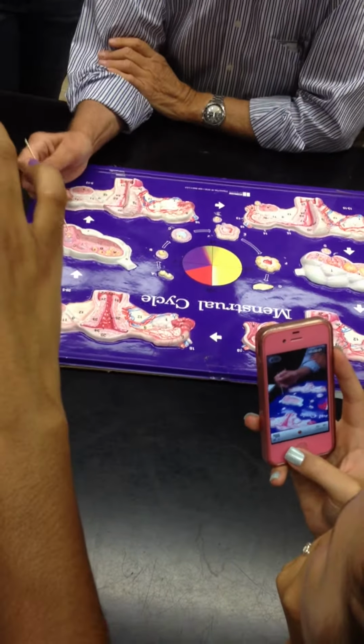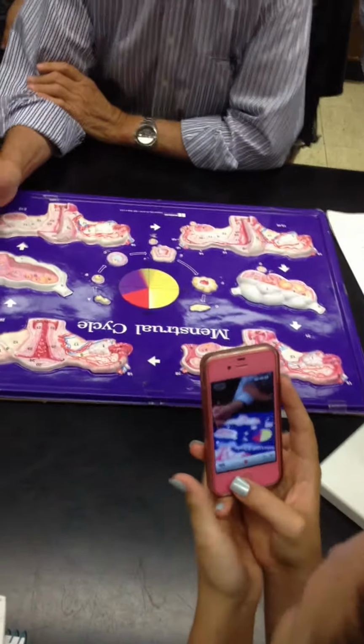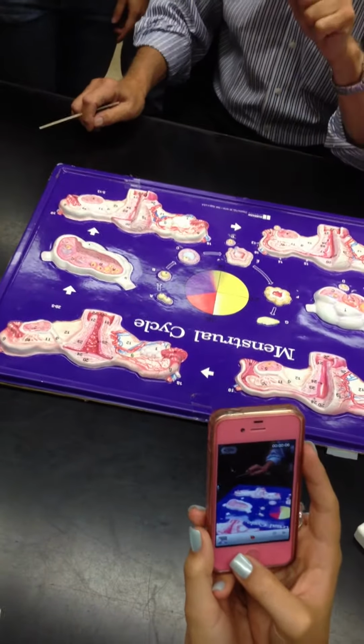Now, this Graafian follicle here, as it's referred to, G-R-A-A-F-I-A-N.